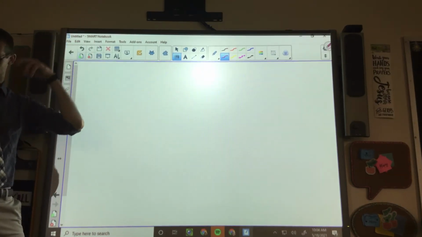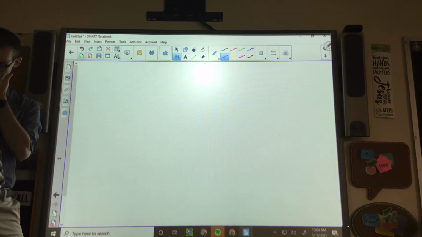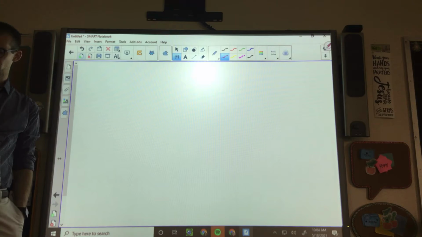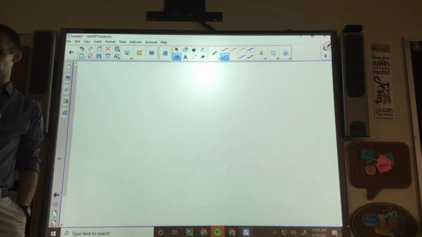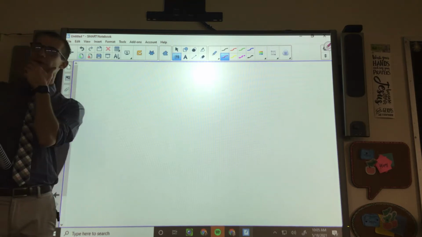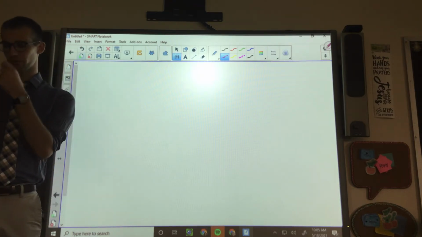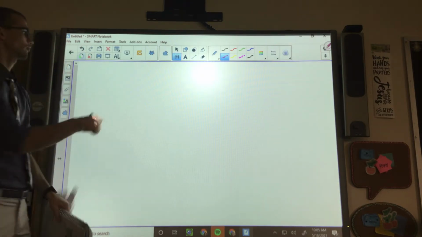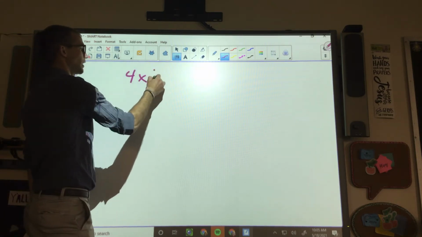Alright, page 213 then. Write each of the following at least 3 other ways. So it says 4 times k, 4k, which is what your first problem on the assignment was like. 4k can also be 4 times k. What else?